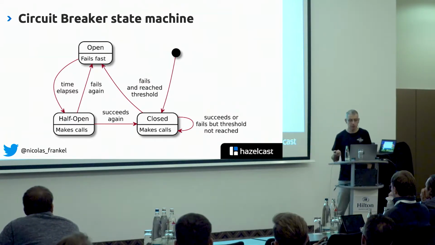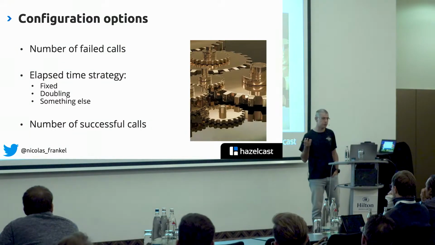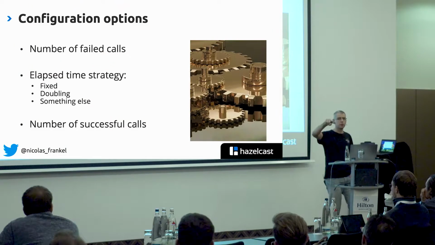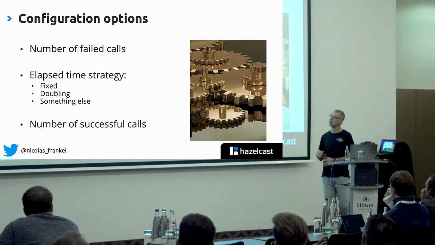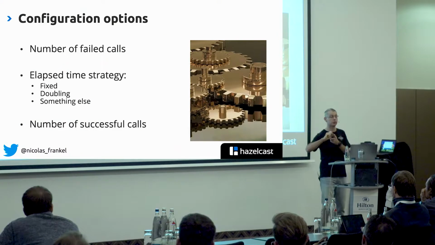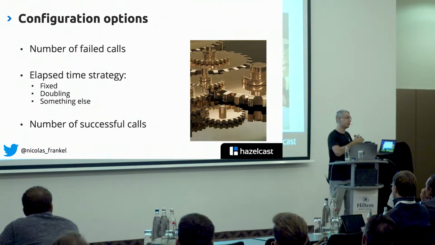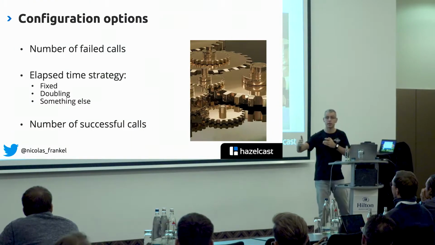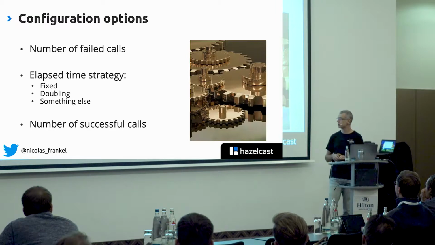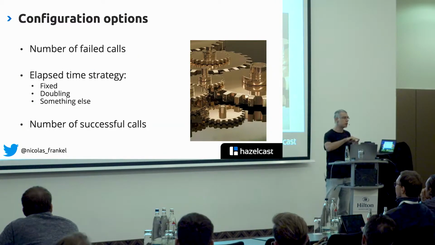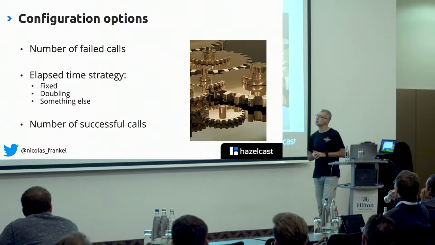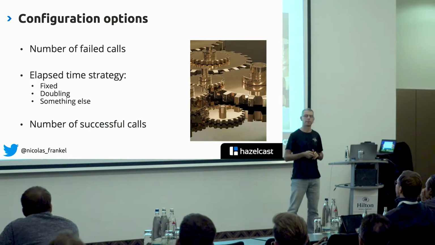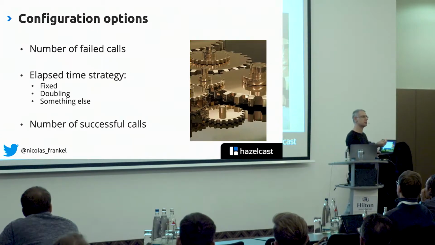Okay. So how do we configure it? We have a number of configuration options. For example, we can configure the number of failing calls before we open the circuit. Pretty good idea. Or how about the elapsed time strategy? When do we try to close the circuit breaker again? Perhaps we can have a fixed time, perhaps a doubling, perhaps something like log 2. I don't know, there is a strategy. How many successful calls do we need to close the circuit breaker again? These are all configuration options. But I forgot the most important option. Who can guess what is the most important parameter that we need to configure?